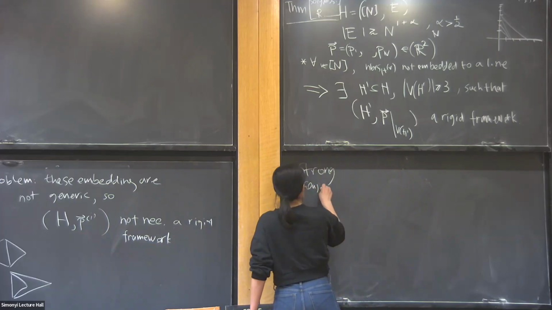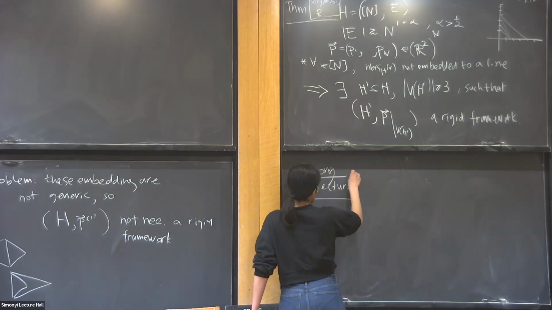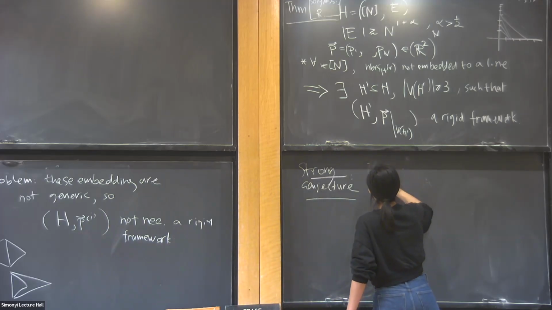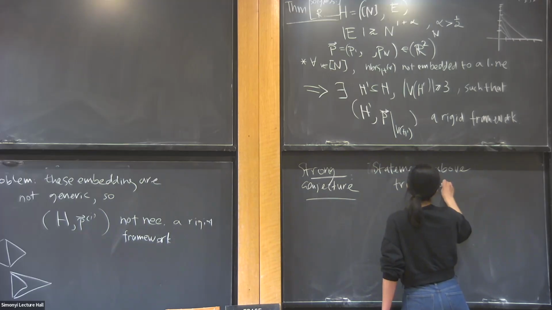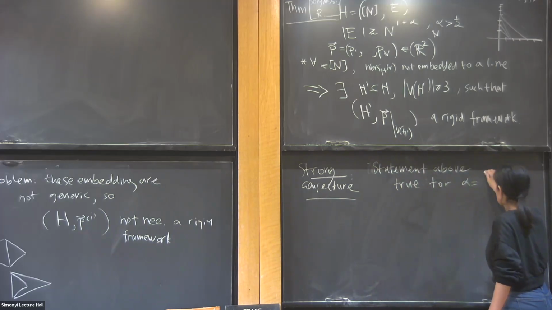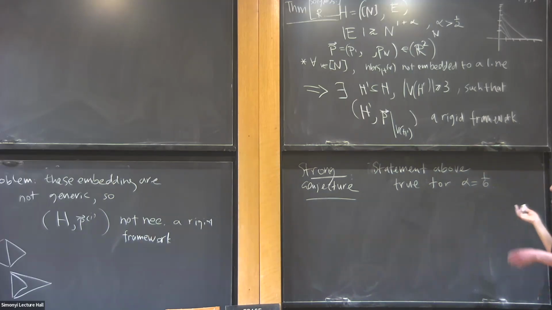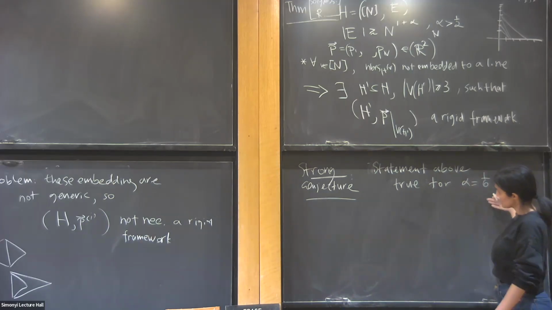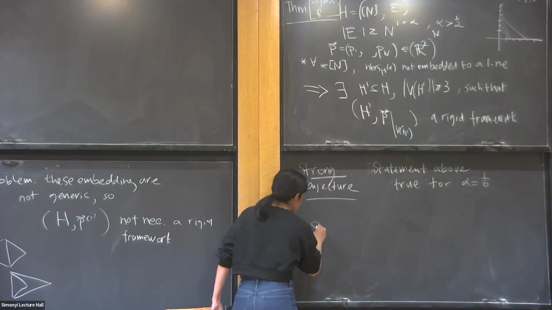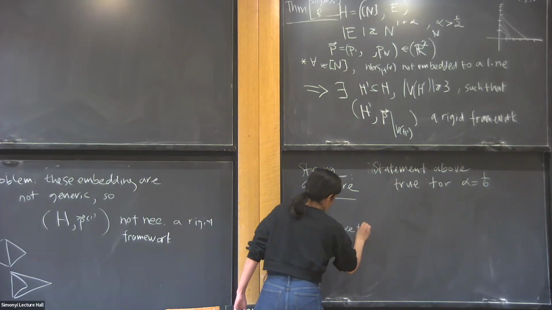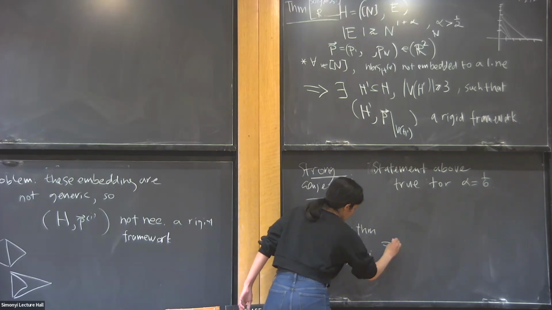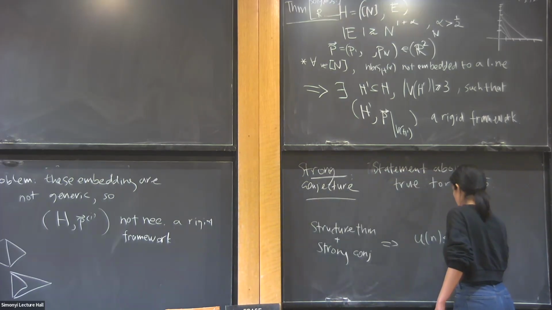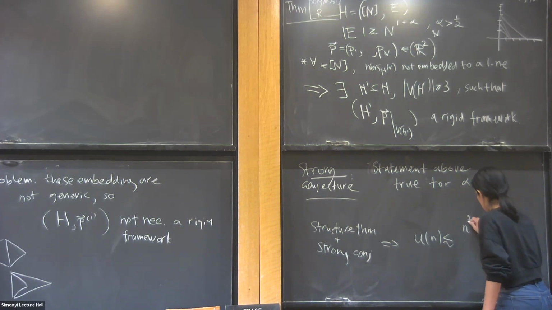So, strong conjecture. The theorem above, the statement of it, with alpha equals 1/6. Nothing special about 1/6. This is just what our analysis gives. So if this is true, then the structure theorem, the strong conjecture, implies a small improvement in the unit distance bound, so n to the power 4/3 over log n.